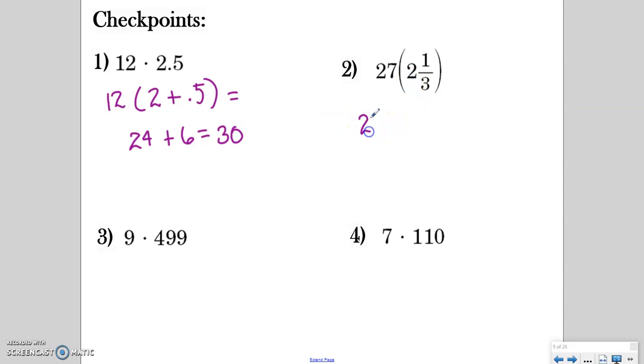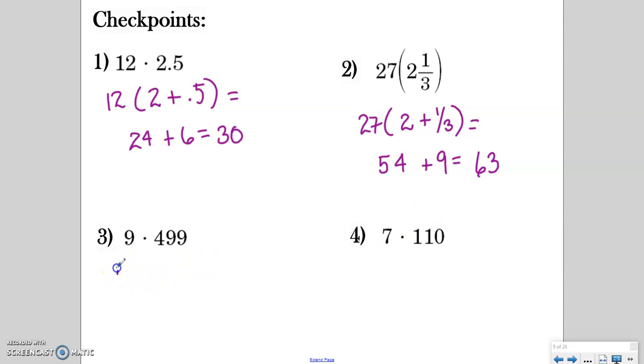This, same thing, the 27 will be out. The 2 plus a third. 27 times 2 will be 54, and then 27 divided by 3 gives you 9. Then you add those two, and that will give you 63.